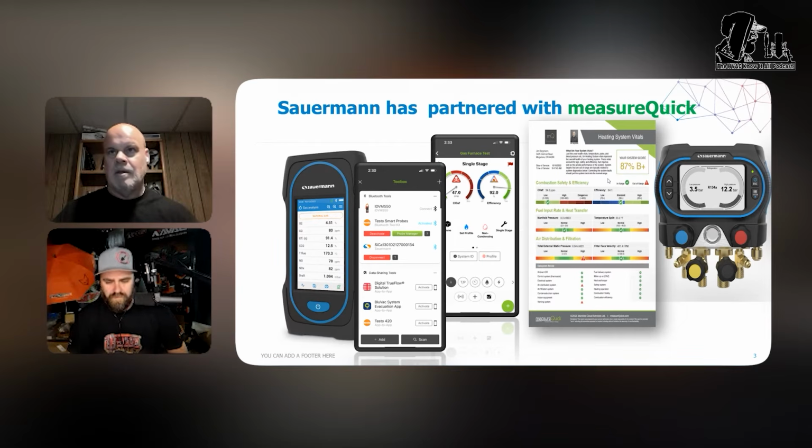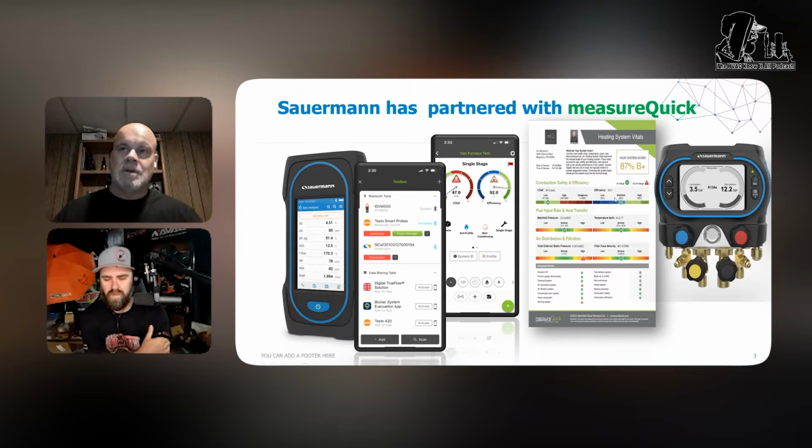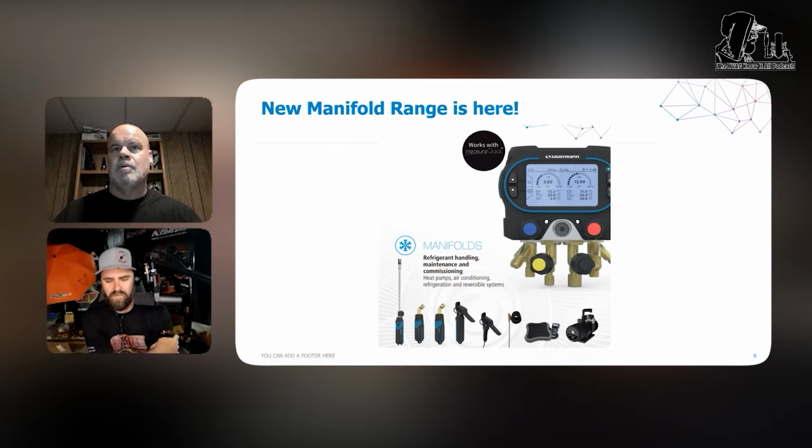If I can highlight it, right here is the amount of MeasureQuick reports that can be generated for somebody. It assigns a system a grade. Remember, we were talking about making things easy for our customers. So it assigns the system a grade, so we have that on there. But real quick, let me just get through. This is the manifold.